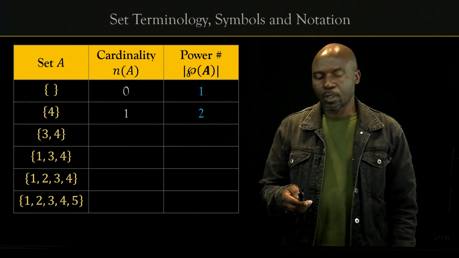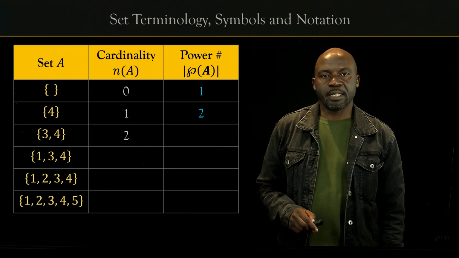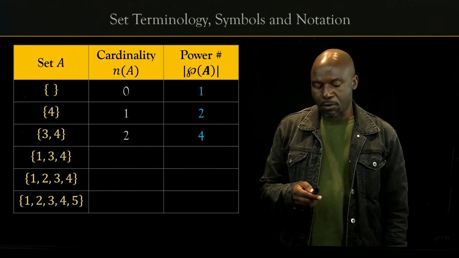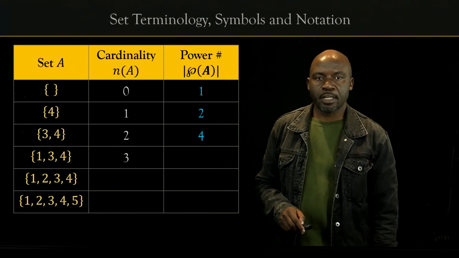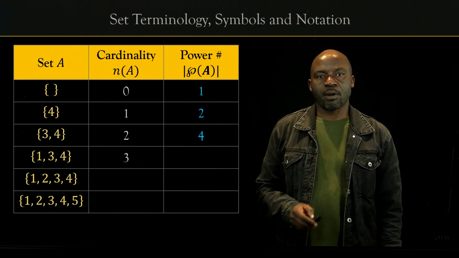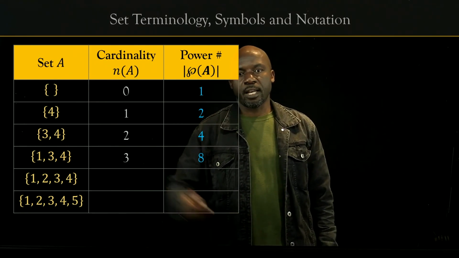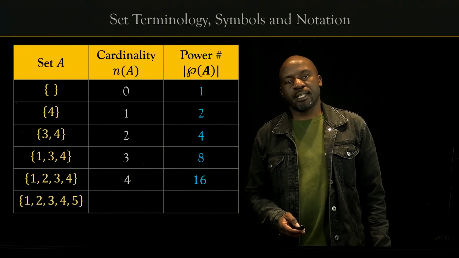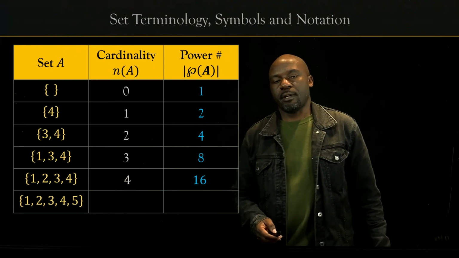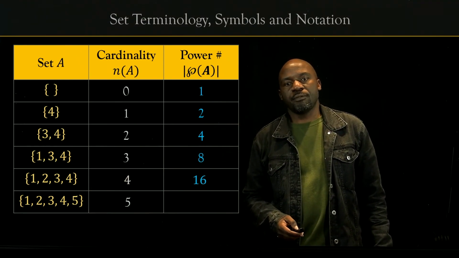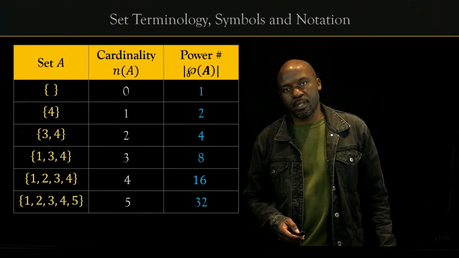Okay. And so the set containing 3 and 4 has got 2 elements in the set and 4 subsets. The set containing 1, 3, and 4 has got 3 elements, so that's the cardinality, and the power of the set is going to have 8 subsets in it. If there are 4 elements in the set, then there are going to be 16 subsets. Okay, if there are 5 elements in the set, I hope you've tried this out, then there are going to be 32 subsets of the set A.